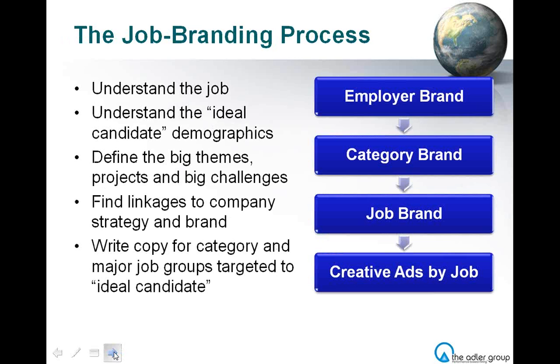Just a quick slide on the job branding process, because I think this is so important. We talked about how this inherits from the employer brand, and potentially the category brand. So the employer brand is Google, the category brand is software engineers, and the job brand is this specific job, doing creative ads by job. You want to start from understanding the job, the ideal candidate demographics, the big themes, projects, and challenges, and the linkages to the company's strategy and brand, and then write that for major job groups, targeted to that ideal candidate. So there is a process for doing this effectively. It's one of the things we train you on, and if you do it effectively, it's really, really successful in getting people.